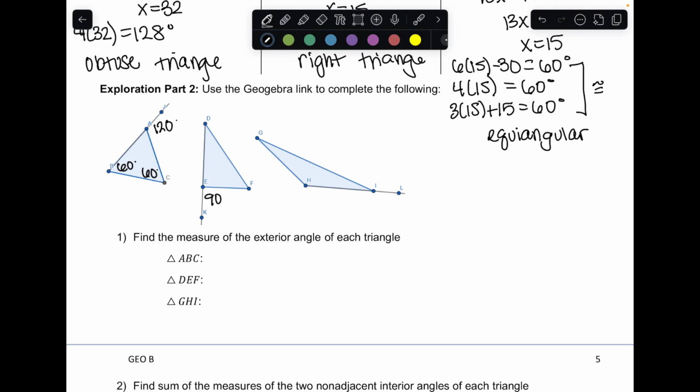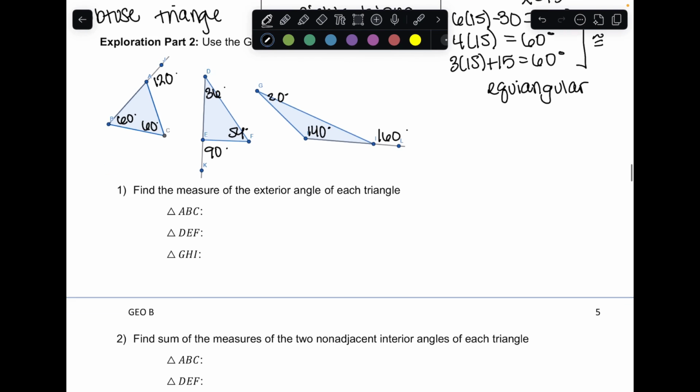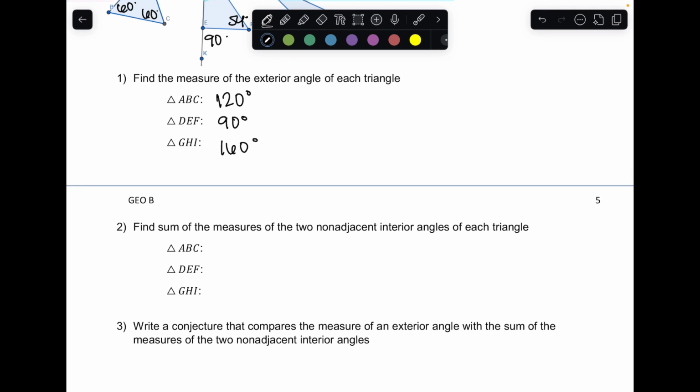Okay, if you measured all of those angles, these are the measures you should have gotten. Now we're going to kind of compare these. So our exterior angles were 120 degrees, 90 degrees, and 160. And now let's look at our interior angles.